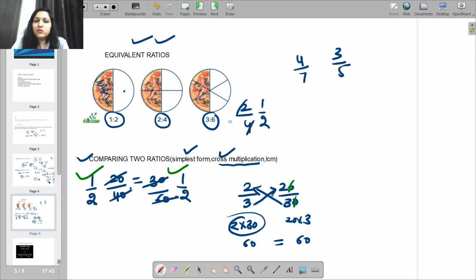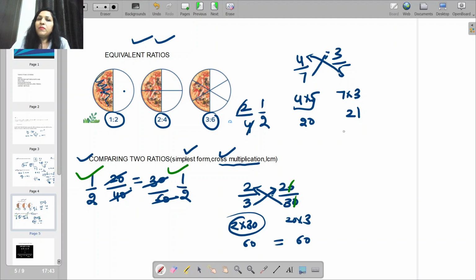Let me use the cross multiplication method. 5 will go left, 7 will go right. So left number is 4 into 5, right number is 7 into 3. 5 into 4 is 20, 7 into 3 is 21. आप देखो दोनों नंबर अलग अलग है, तो ये इक्वल तो नहीं है.